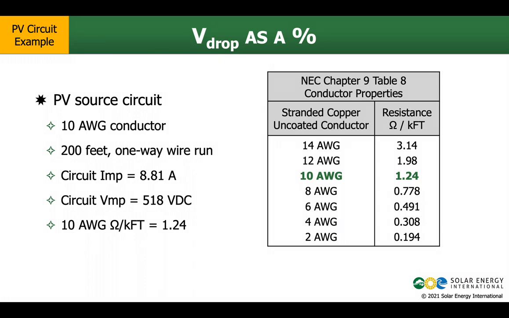Last piece of information I need, the resistance of my 10 AWG copper conductor. We go to Chapter 9, Table 8, and we look down here for uncoated conductors. That doesn't mean uninsulated. It means it doesn't have a conformal coating over it that you might see in conductors and transformer wirings, for instance. So that's what we'll be using, uncoated conductors. Make sure you're in the right column, copper or aluminum. And we see that we have a resistance of 1.2 ohms per 1,000 feet.